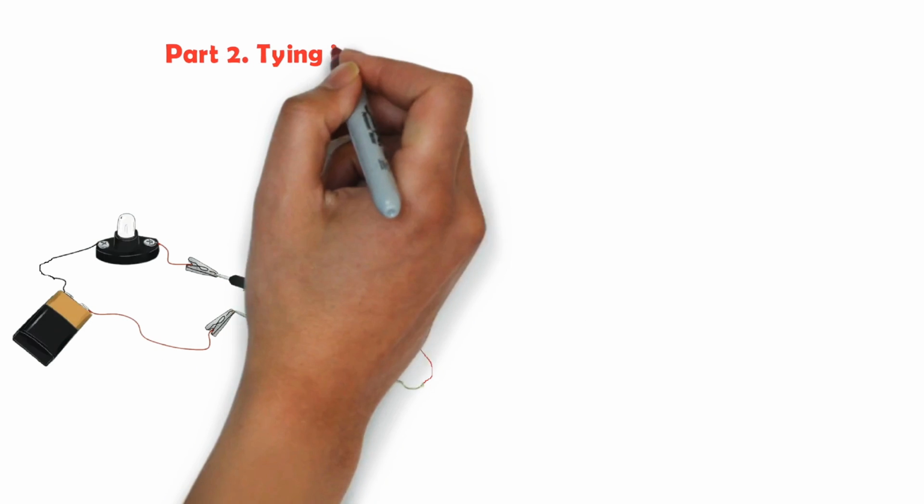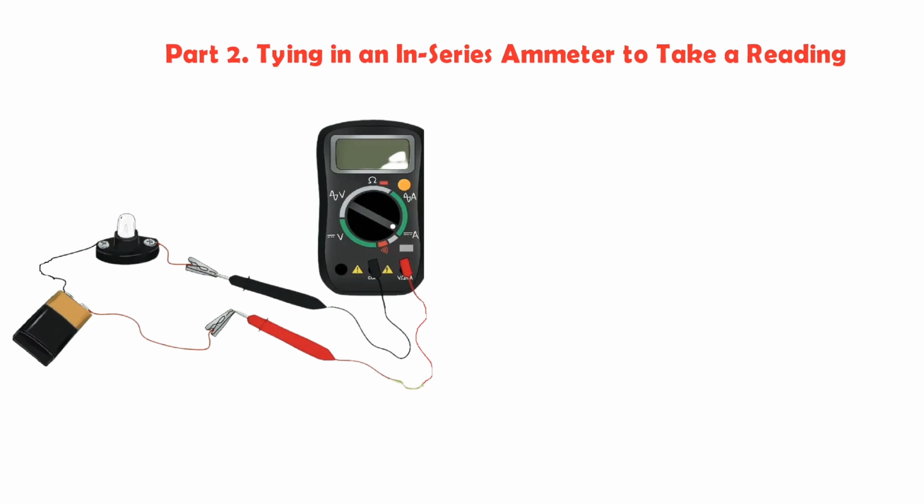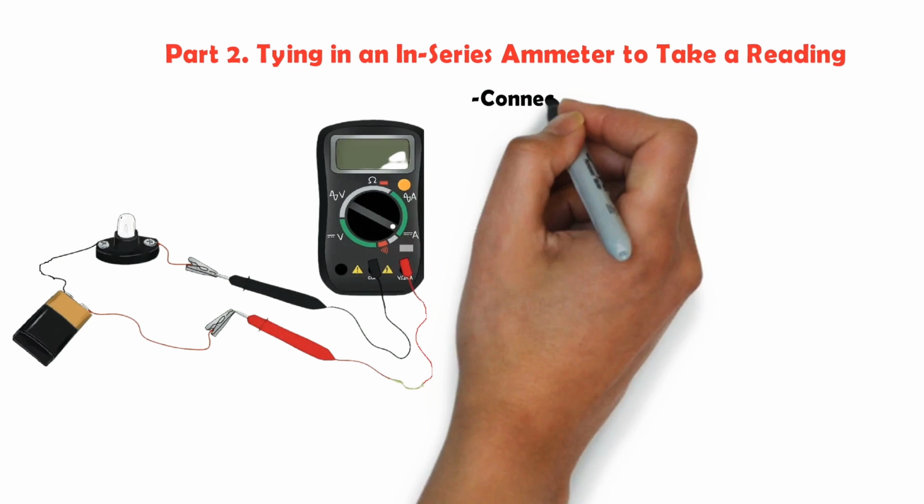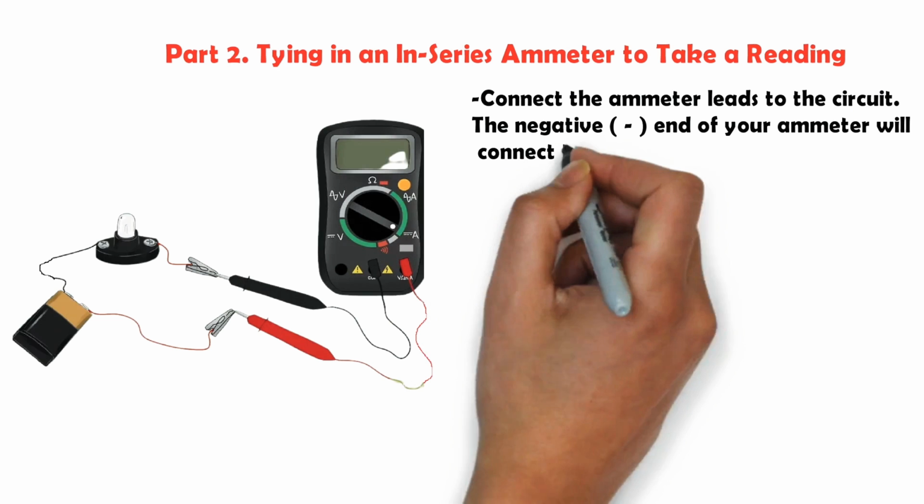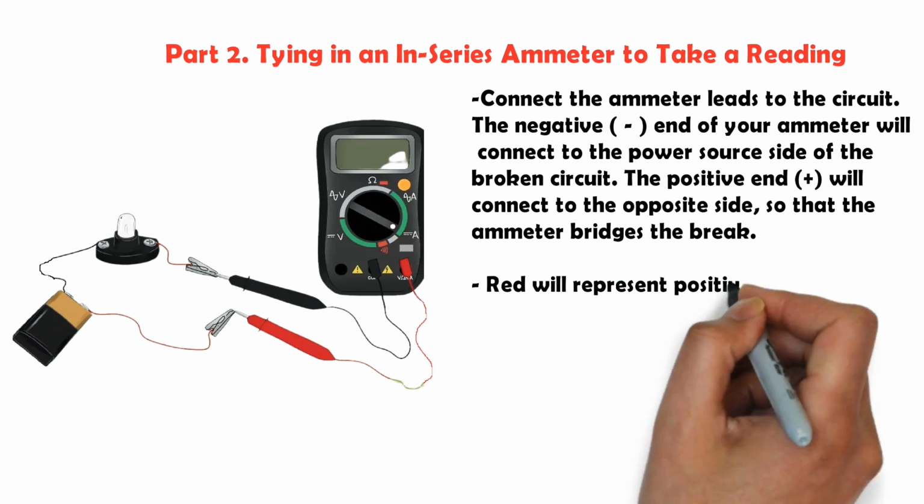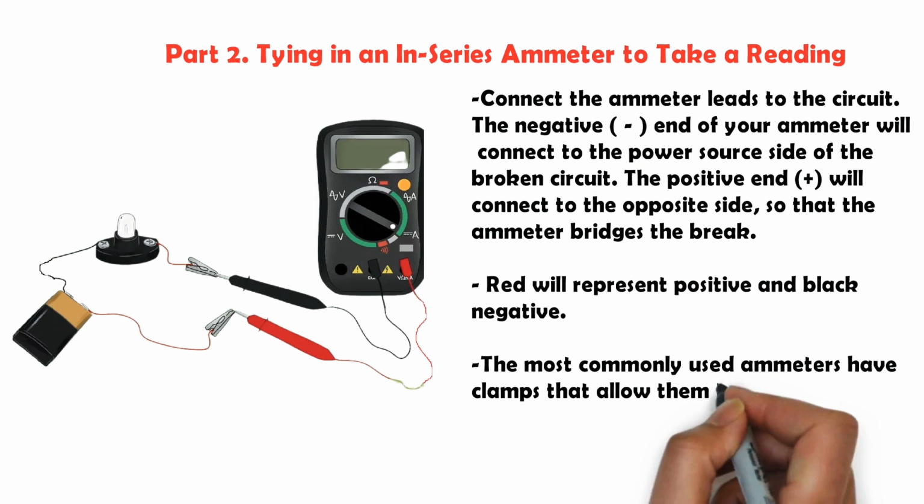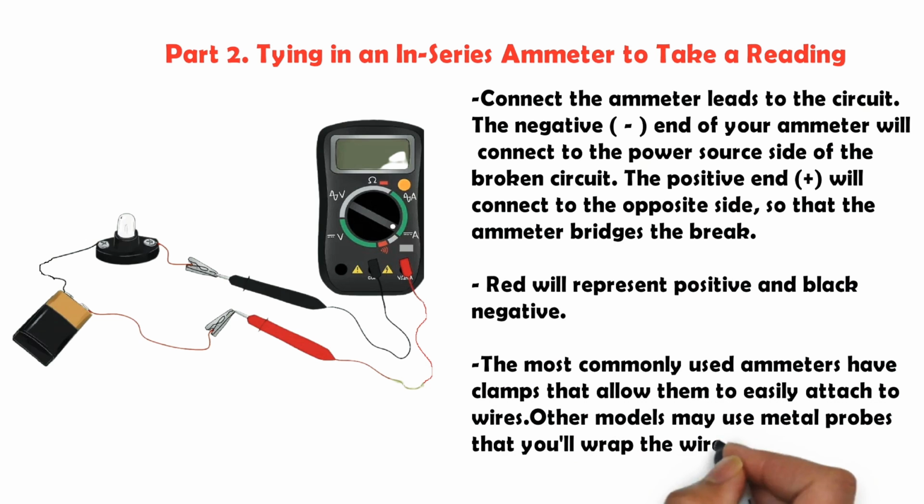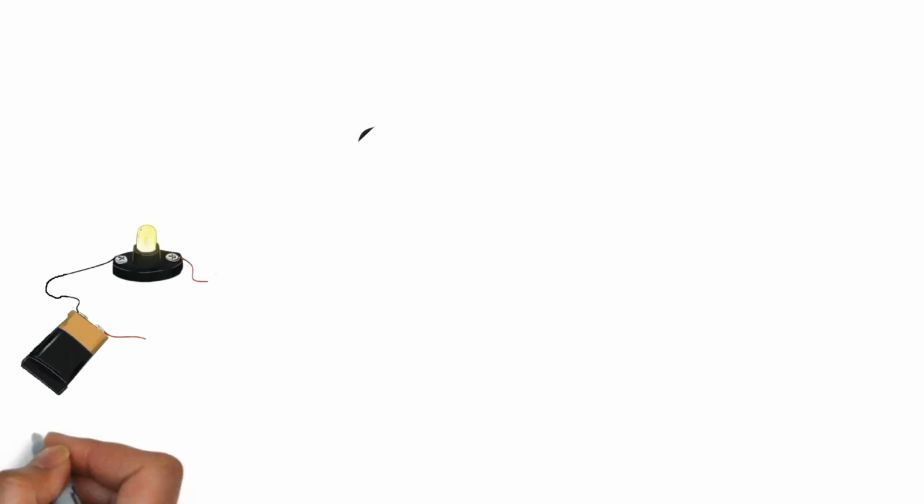Part 2. Tying in an in-series ammeter to take a reading. Connecting the ammeter leads to the circuit. The negative end of your ammeter will connect to the power source side of the broken circuit. The positive end will connect to the opposite side, so that the ammeter bridges the break. Red will represent positive and black negative. The most commonly used ammeters have clamps that allow them to easily attach to the wires. Other models may use metal probes that you wrap the wire around.